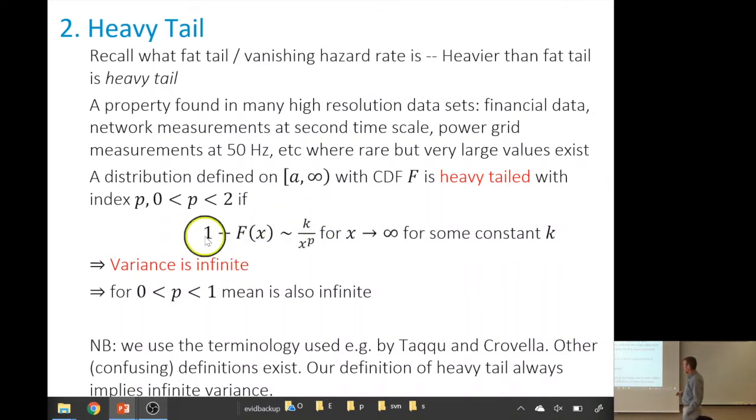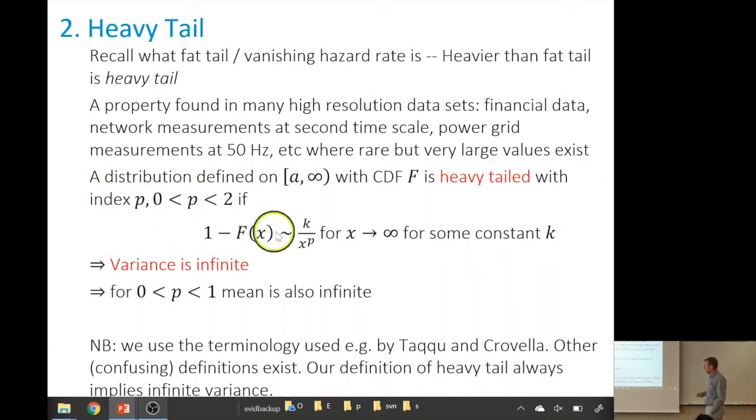Because 1 minus the CDF is 1 over x to the power p, at least if we ignore the mathematical justifications, it means the PDF, which is roughly speaking the derivative, should also be of the order of the derivative of that. So it will be p over x to the power p plus 1. So if I take the variance of this, that means I compute the integral of x squared times 1 over x to the power p plus 1. This will always give an infinite integral because p is less than 2.